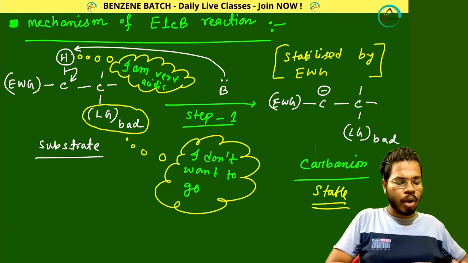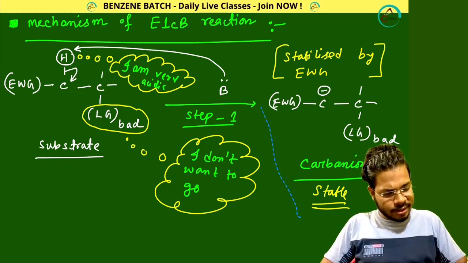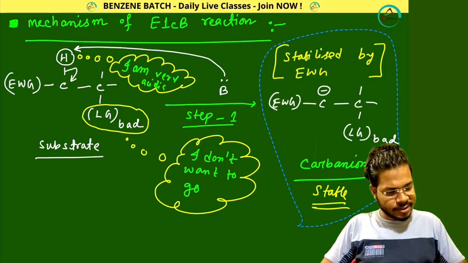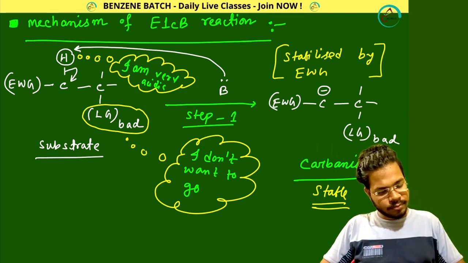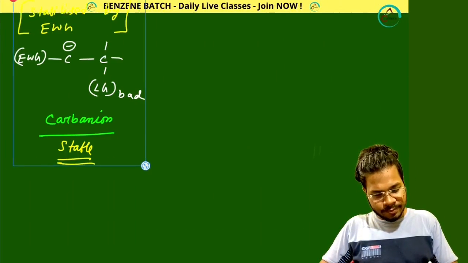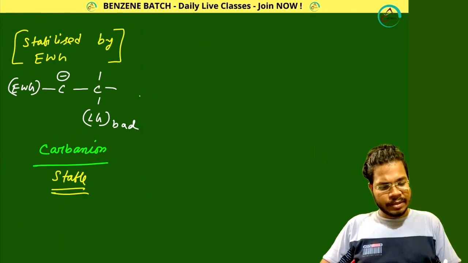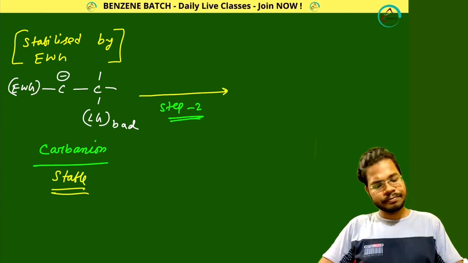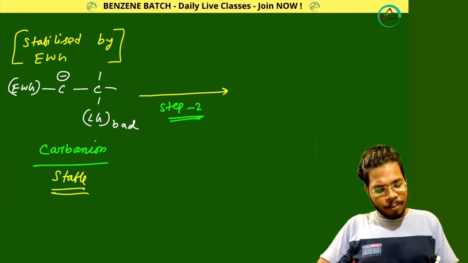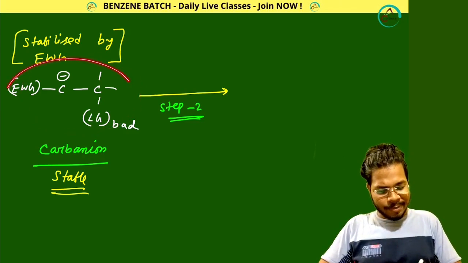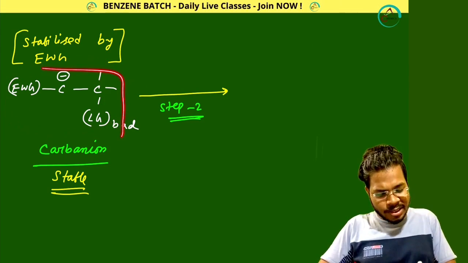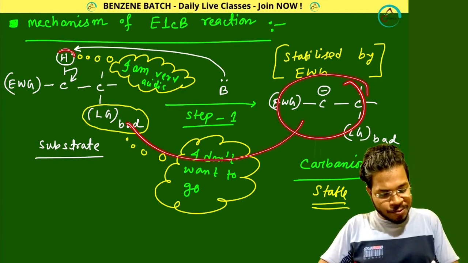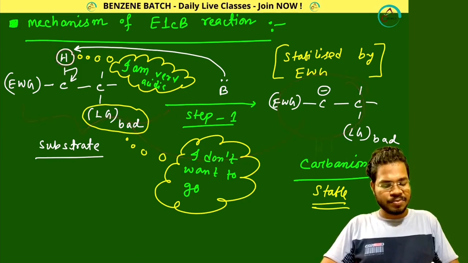So in step 2, what will happen? Let me copy this intermediate with its features and go to the next slide. So in the next step, that means in step 2, what will happen? Now you have got this carbanion. And how is the carbanion forming? This carbanion is forming through the proton abstraction of this substrate.